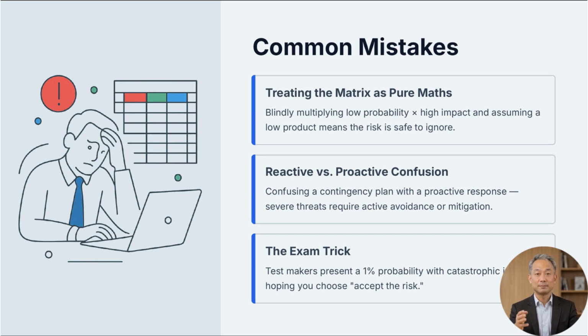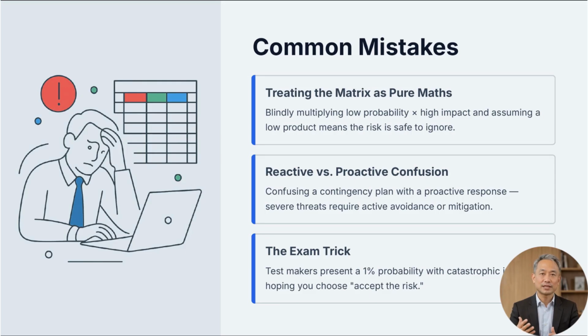Here's what I see project managers get wrong most often when analyzing risks, and I made the first mistake myself early in my career by treating the matrix as a purely mathematical multiplication game. Junior managers blindly multiply the low probability by the high impact score and assume a low product means the risk is completely safe to ignore.